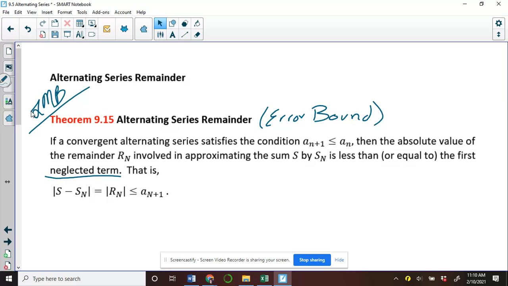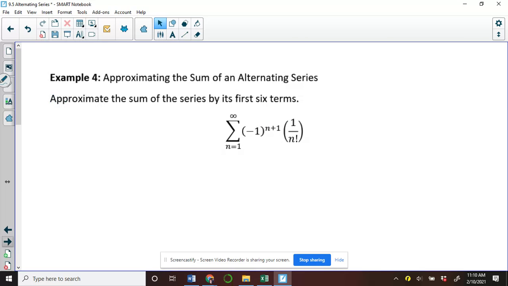The Lagrange will be very different. So make sure you do understand the difference between these, please. We're going to approximate the sum of the series by its first 6 terms, and then we'll discuss the error that occurs with this.